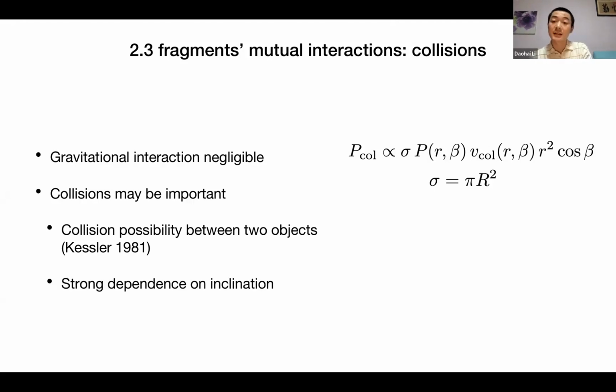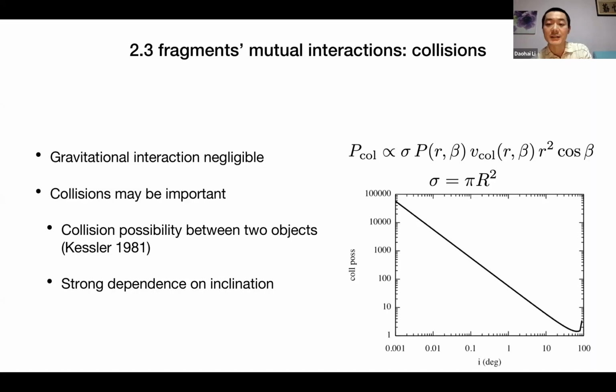And it turns out that this probability is highly dependent on the inclination of the objects. And here we have the relative collisional probability as a function of the object's inclination. So we see that, for example, at 0.01 degree, the collisional probability is about, let's say, 100 times that when the fragments have an inclination of 1 degree.